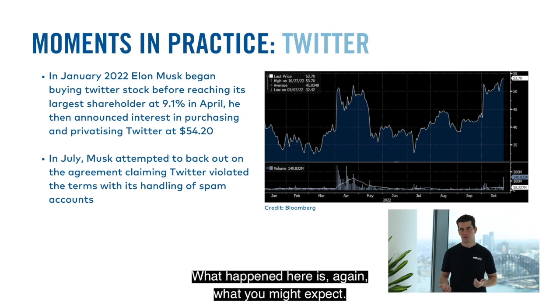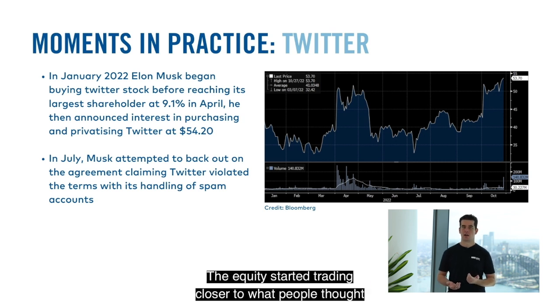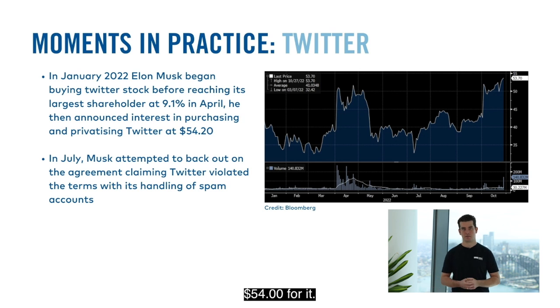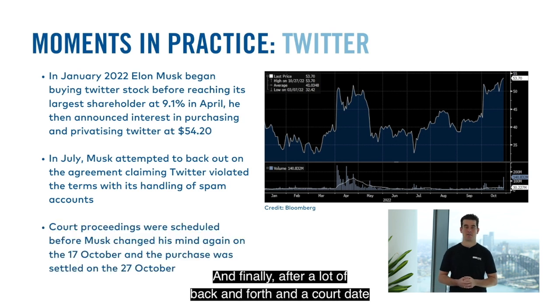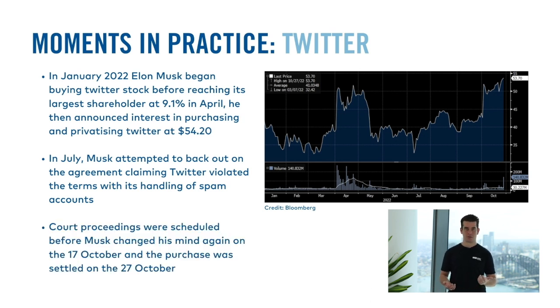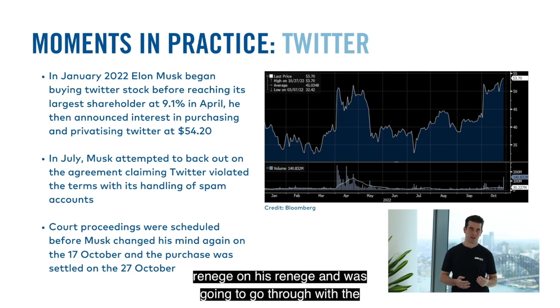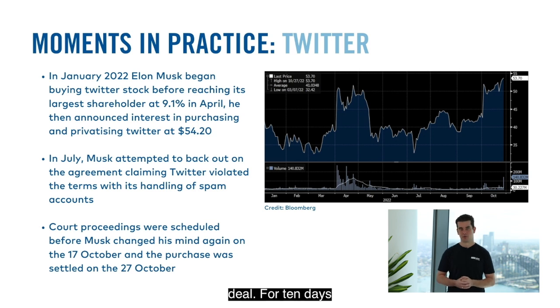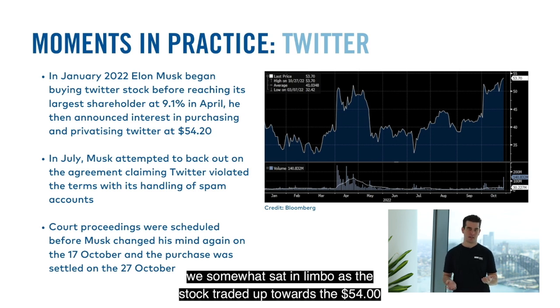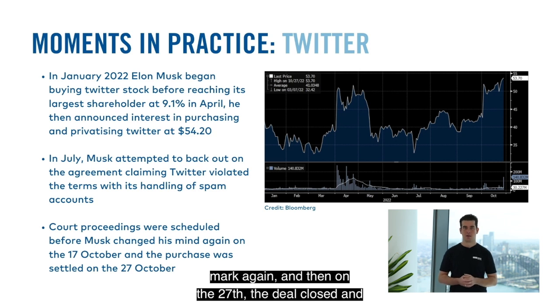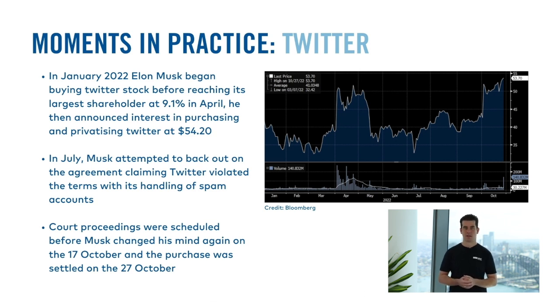What happened here is, again, what you might expect. The equity started trading closer to what people thought Twitter was worth if Elon wasn't willing to pay $54 for it. And finally, after a lot of back and forth and a court date was set, on the 17th of October, Elon Musk for the final time said that he was going to renege on his renege and was going to go through with the deal. For 10 days, we somewhat sat in limbo as the stock traded up towards the $54 mark again. And then on the 27th, the deal closed and the equity was delisted from the exchange.